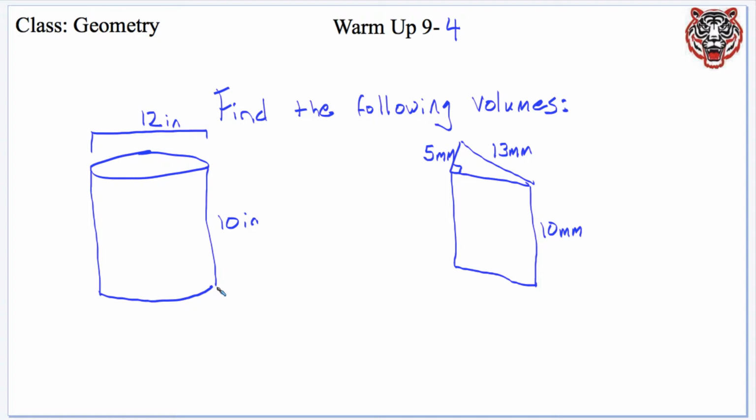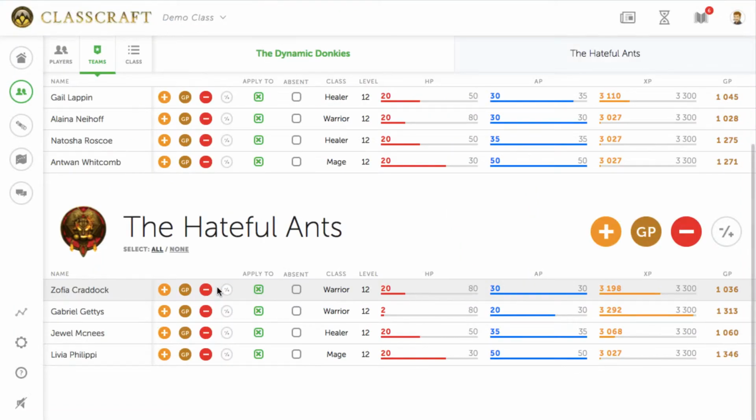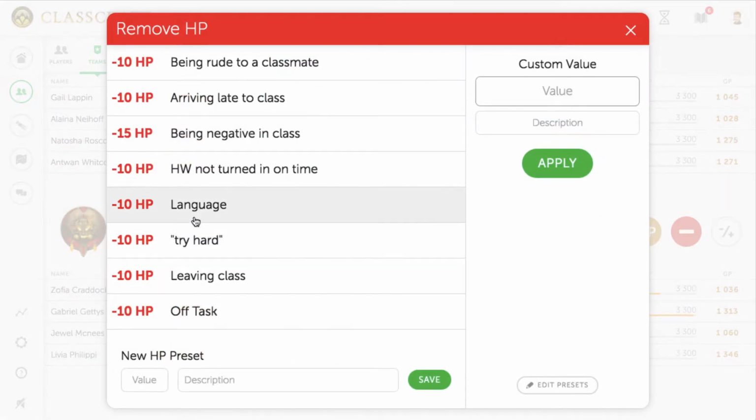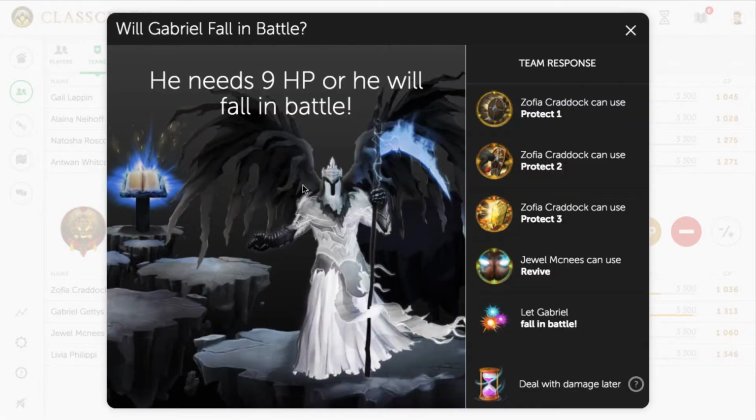And as I go around and do the homework, it turns out that, let's say, Gabriel did not do his homework. So I'm going to say, okay, sorry, you have your homework. It wasn't turned in time. So he's about to die. What's going to happen is his team can interfere and make it so he doesn't die. If he does die, every single member on the team loses 10 HP. So they have a good incentive to not let him die.